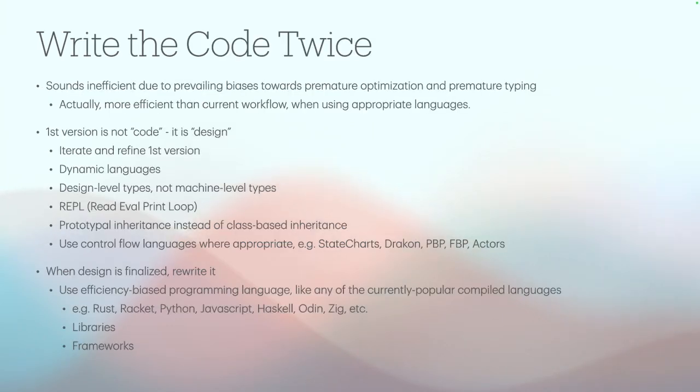Writing code twice sounds inefficient due to our ingrained biases toward premature optimization, but it's actually more efficient when using appropriate languages. The first version isn't code, it's design. Iterate and refine this first version using dynamic languages, design-level types, REPLs, and appropriate control flow languages. Only when the design is finalized do you rewrite it using efficiency-biased languages.